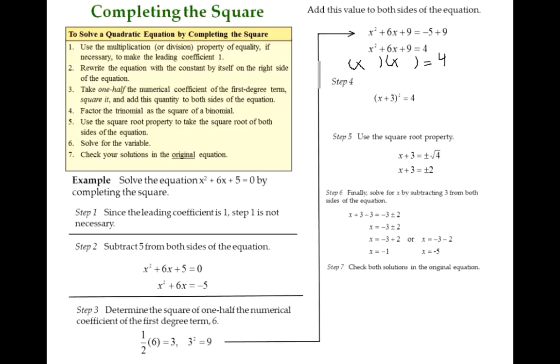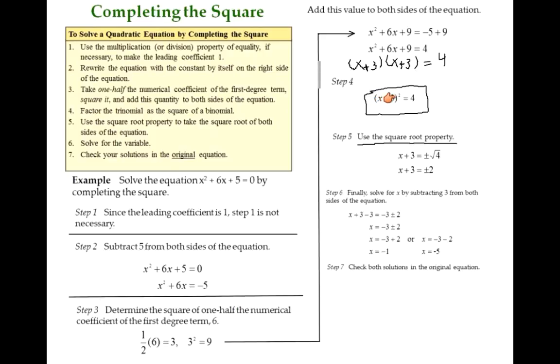9 would be 1 times 9, 3 times 3. So 3 plus 3 results in 6. So not only is this factorable, but it's also the same binomial. So here I've done it. I made this perfectly squared. So once you've done that, step number 5, we're going to use the square root property to solve for this.